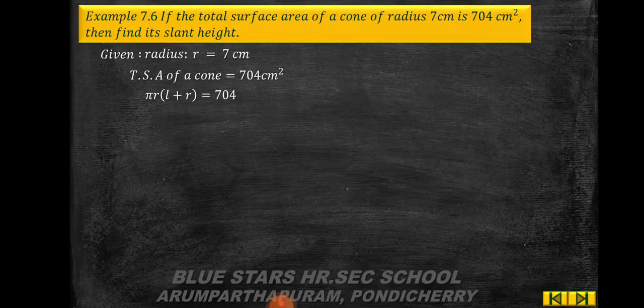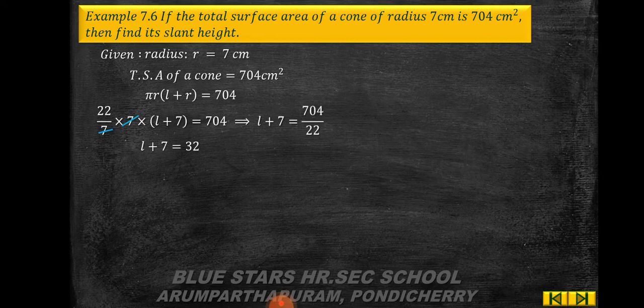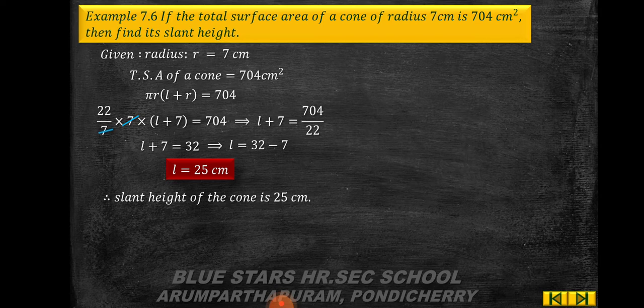TSA of a cone formula is pi R into L plus R is equal to 704. So pi value is 22 by 7 into R is 7 into L plus 7 is equal to 704. So 7 gets cancelled, which implies L plus 7 is equal to 704 by 22. L plus 7 is equal to 32, which implies the value of L is equal to 32 minus 7. You get the slant height L is equal to 25 centimeter. Therefore, the slant height of the cone is 25 centimeter.